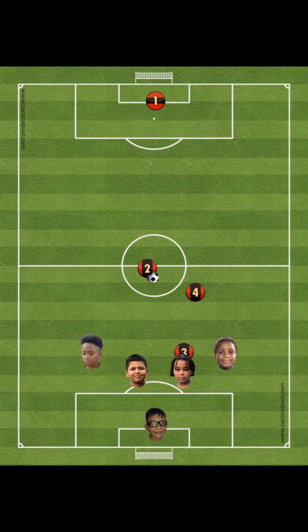Let's watch it one more time. Number 3 makes the lateral run, and number 4 takes that space and attacks our goal. You can expect a lot of teams to do things like that, where they want to take you out of position with their run, so stay in your position.